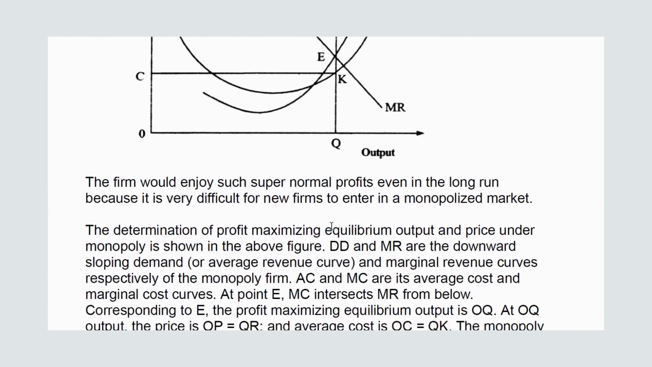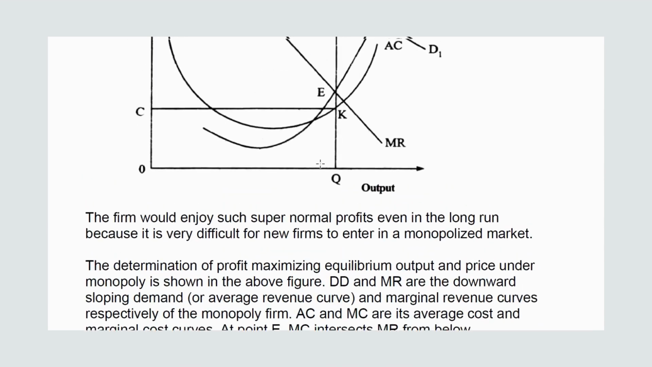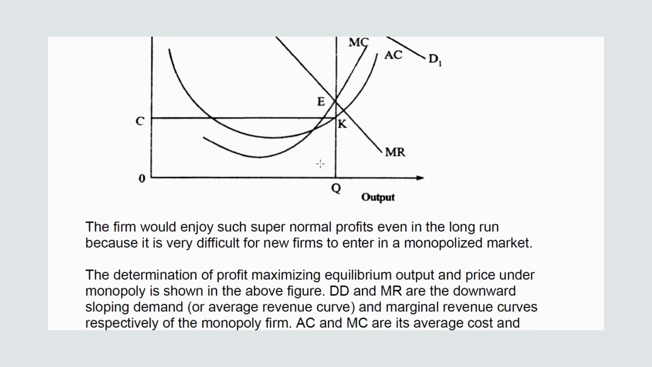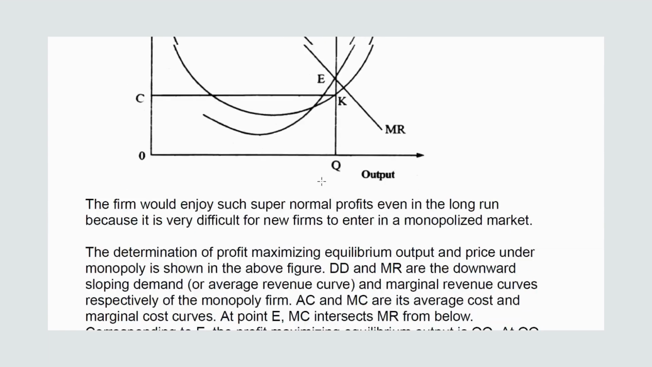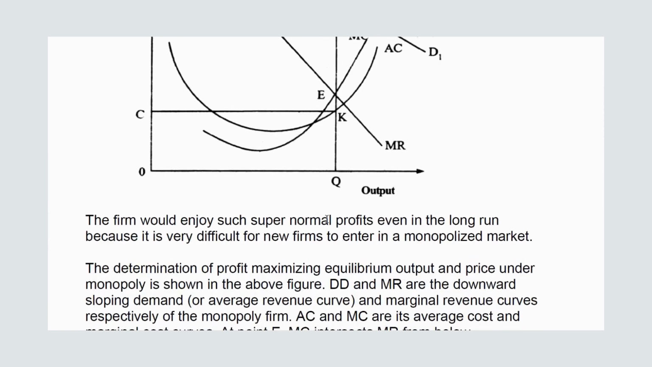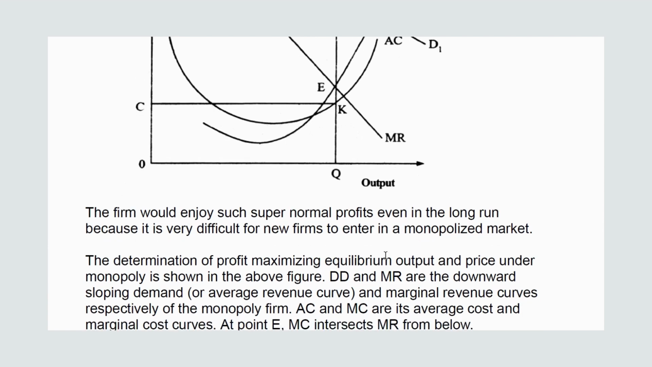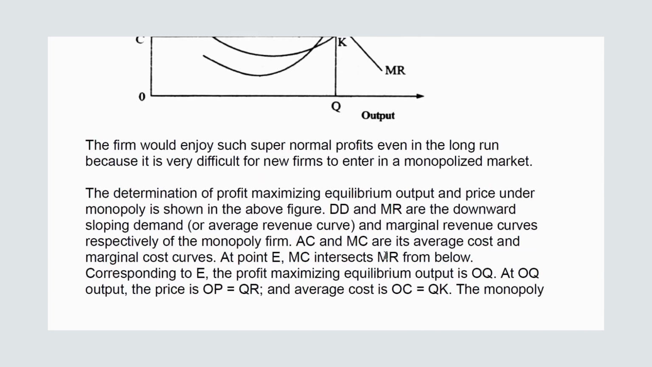We can understand it from here: the output, and here we can see the marginal revenue, average cost and marginal cost. The firm would enjoy supernormal profit even in the long run. Why? Because it is very difficult for other firms to enter a monopolist market, right? So in the long run, a monopoly market earns supernormal profit. But in a case of perfect competition, it doesn't earn a supernormal profit like the monopolist market in the long run.